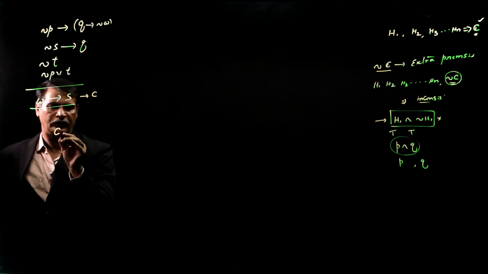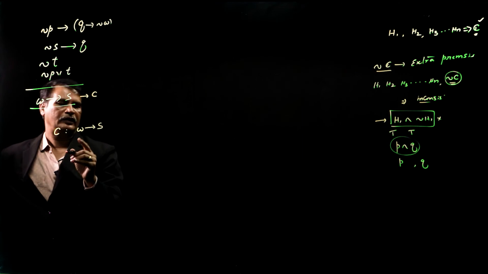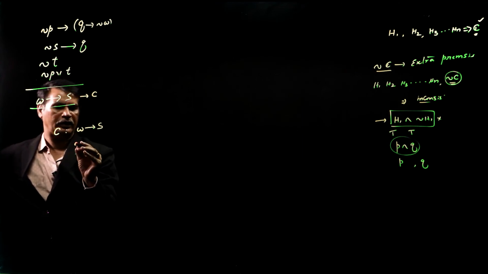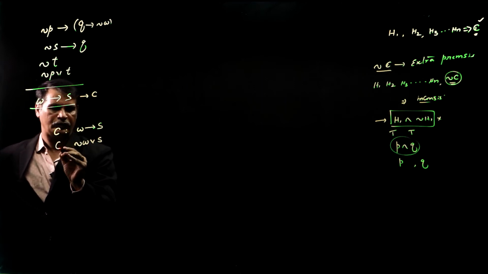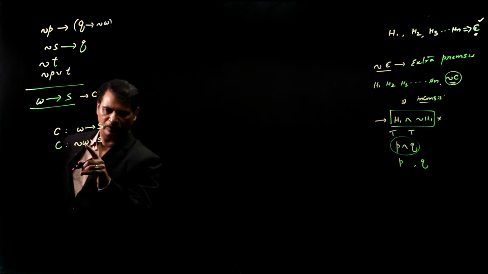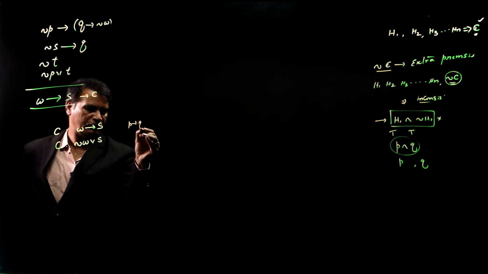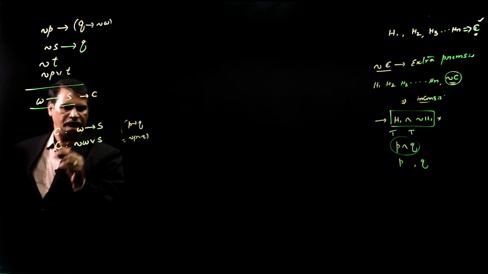If C is W implies S, it is in the form P implies Q. P implies Q can be written as negation P or Q. So C can be written as negation W or S. How? We know that P implies Q is equivalent to negation P or Q. I know this formula, and in the same way it is written.